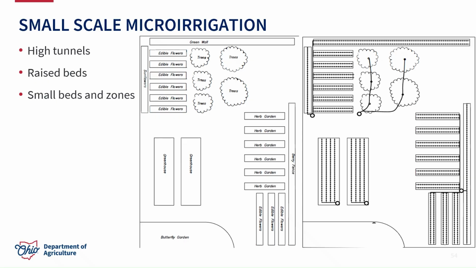A second example of a smaller scale microirrigation system and how we may lay out the different microirrigation zones and beds. We may have a system with small beds of edible flowers and herb gardens and two smaller high tunnels. In those systems, it may make more sense to place multiple hydrants and run manifold tubing directly off of that, and then our associated lateral lines for each zone.